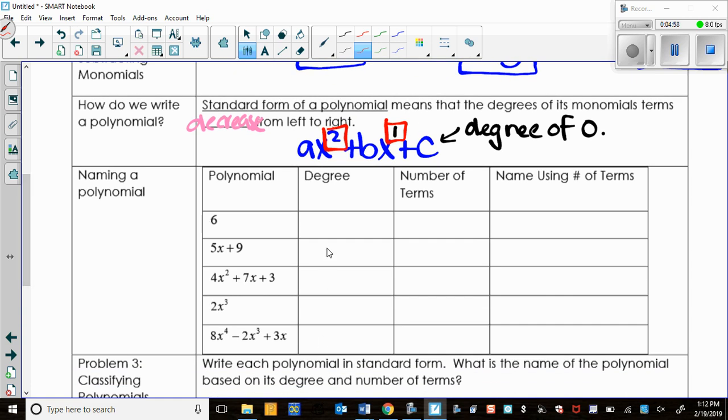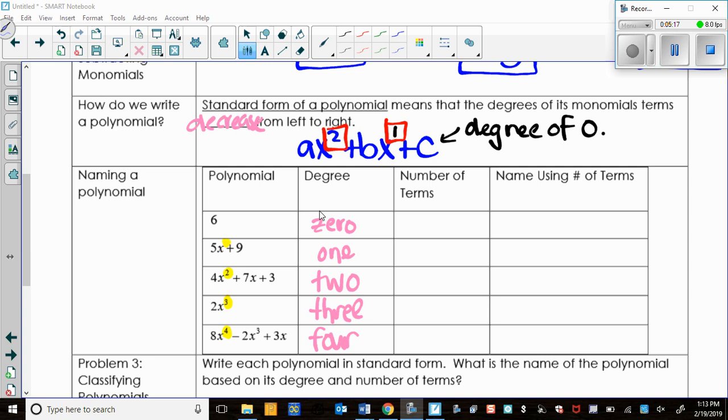If you want to take a second and pause this video and try to find the degrees of these polynomials. Alright, so here is the degree of each of these polynomials. Notice that I've highlighted where I found the answer. Whenever it's a constant or a number that stands alone, remember the degree is always 0.